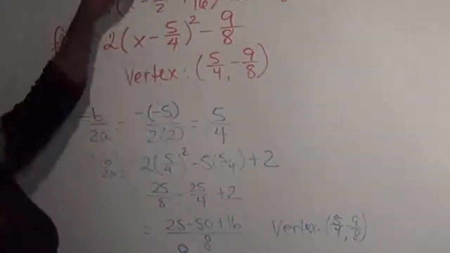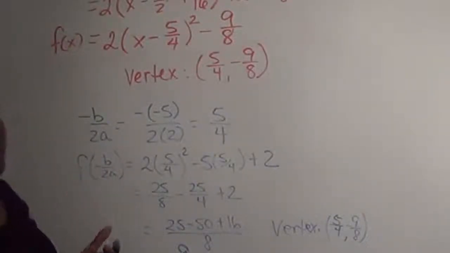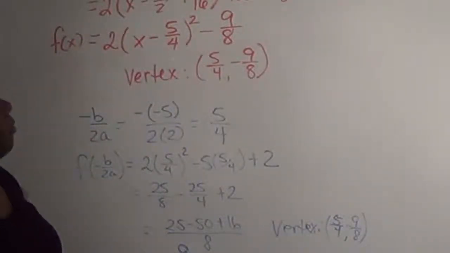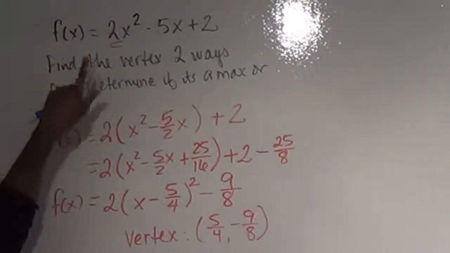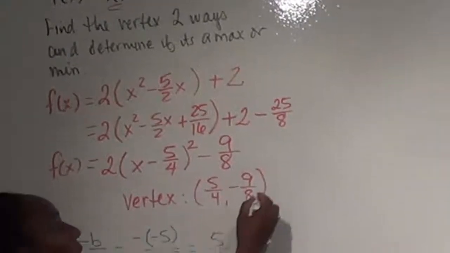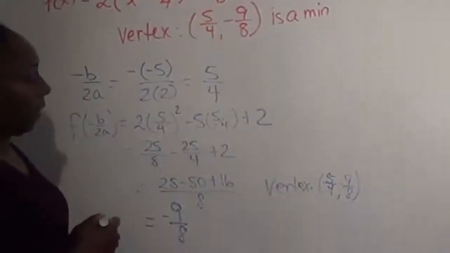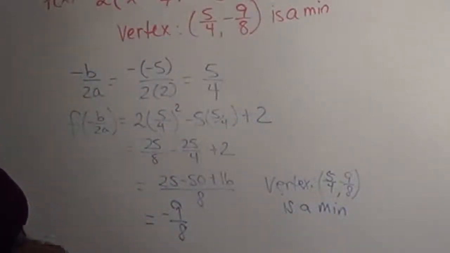Okay, and then the second part of this is we want to determine whether this is a min or a max. And here, again, the only thing we need to do is look at our a value. It doesn't matter if we're looking at a in the quadratic form or a in the standard form. Notice they're exactly the same. In this case, a is greater than 0, which tells me my parabola is opening upward, so this is a min. Okay, so there is our solution to that problem.